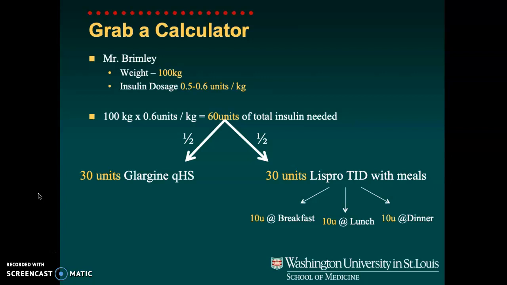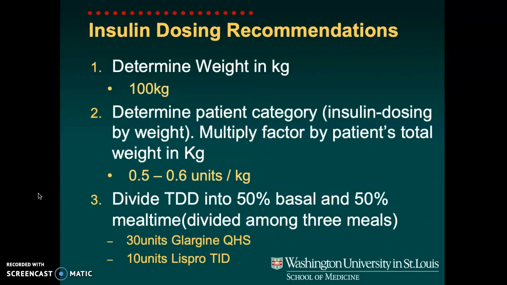Take a second and make sure that this math makes sense. I know it's simple, but if you have patients who are coming in without an insulin regimen, this can be extremely helpful for creating a basal bolus and not just using sliding scale. So right now, we know that the patient has 30 units of glargine or long-acting and 10 units of Lispro or short-acting 3 times a day with meals. So let's now talk about whether or not we need a sliding scale.